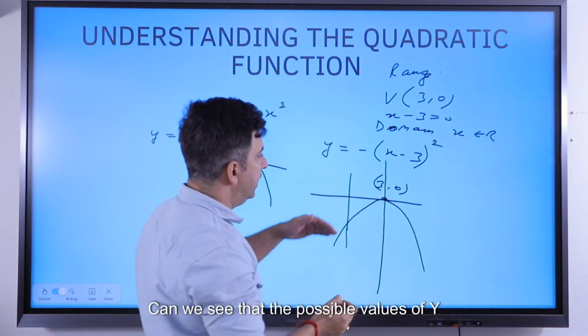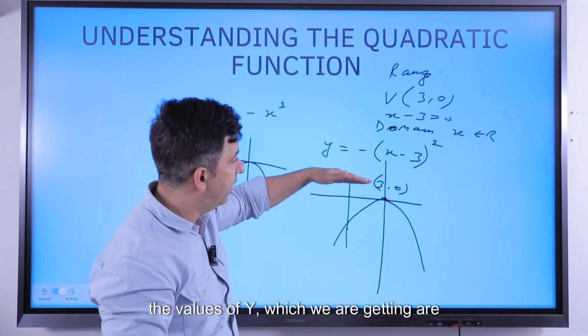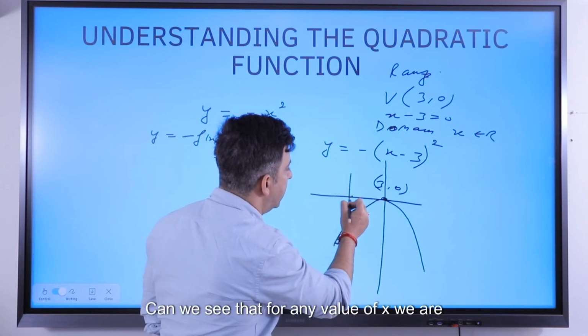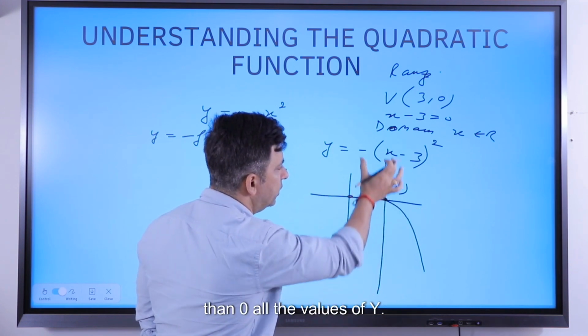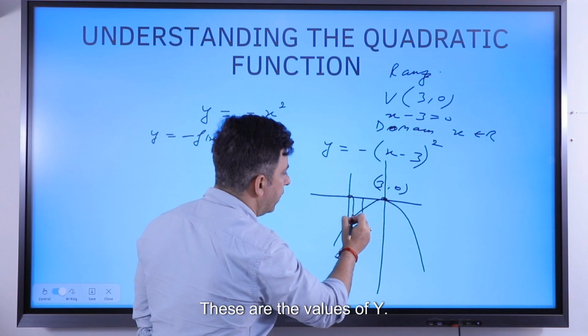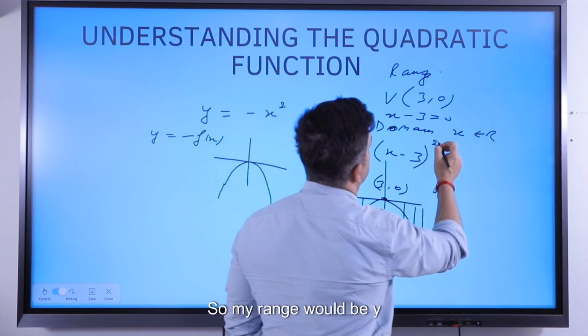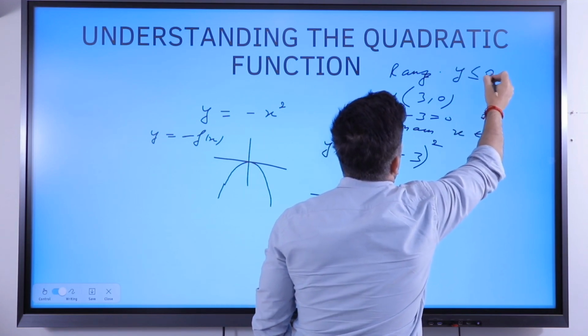Now the range would be, in this case, can we see that the values of y which we are getting are actually any value less than or equal to 0. Can we see that for any value of x, we are not getting a value of y which is greater than 0. These are the values of y. They are all negative in this case. So my range would be y less than or equal to 0.